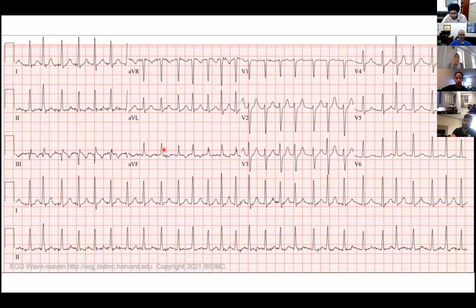And just a couple of practice cases. I think we have a couple more minutes. Maybe we can go through them quickly. Whoever wants to give it a shot.